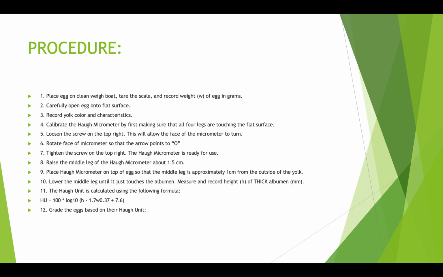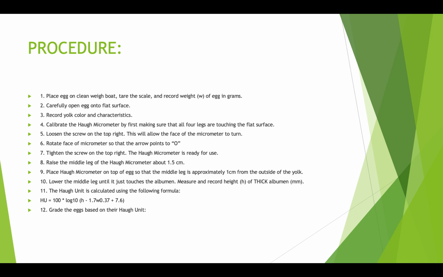So, for this measurement, place an egg on a clean board, tare the scale, and record the weight of the egg in grams. Then carefully open the egg on the flat surface, and record the yolk color and its characteristics.